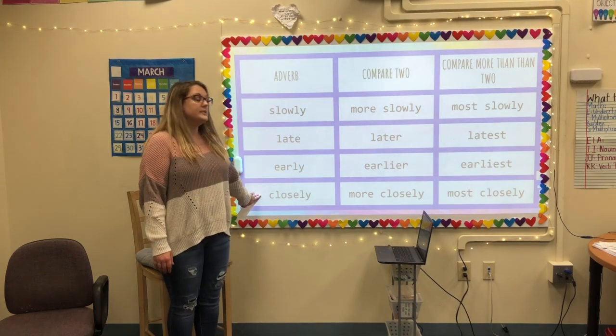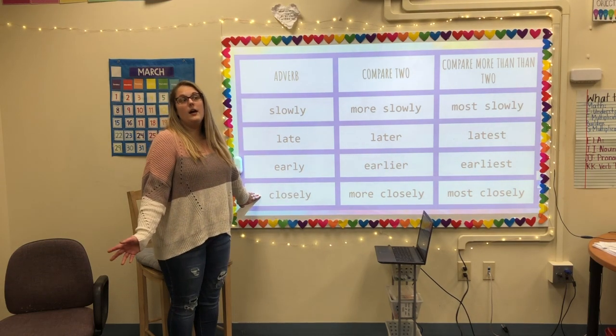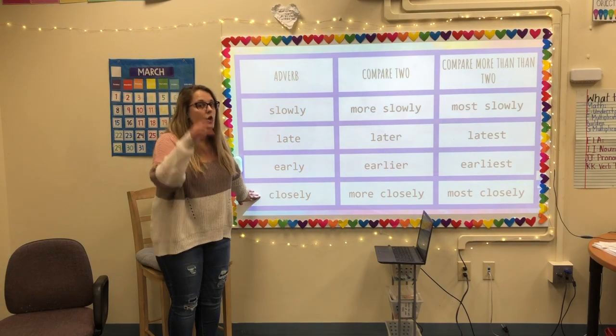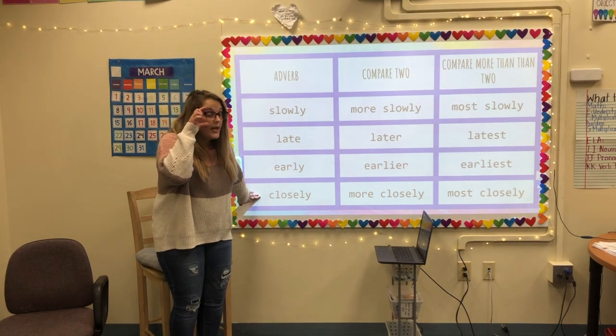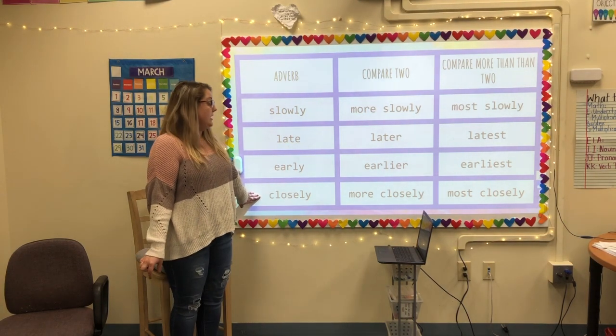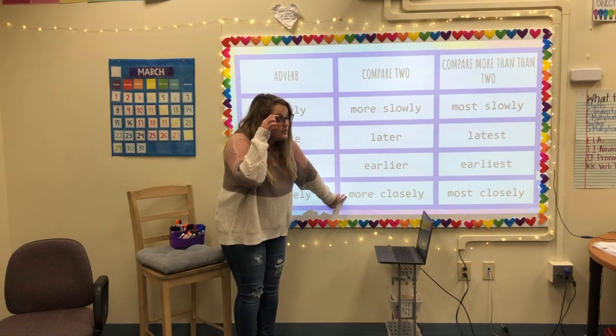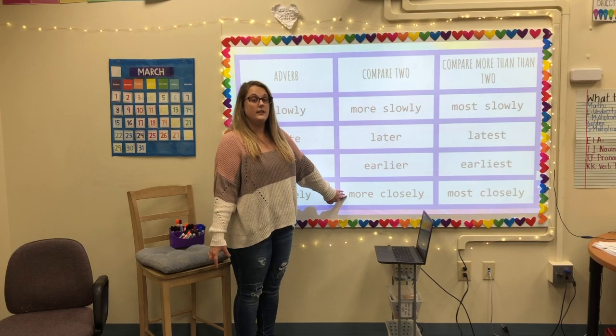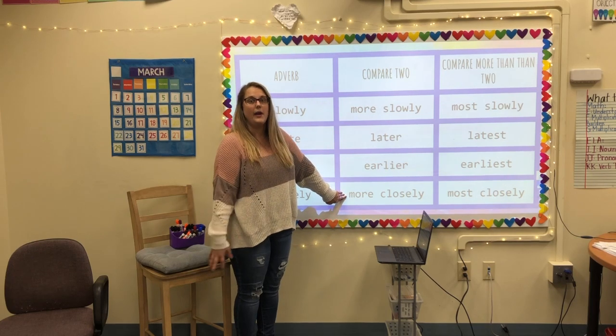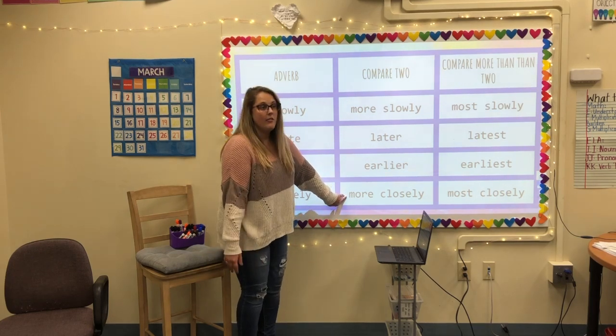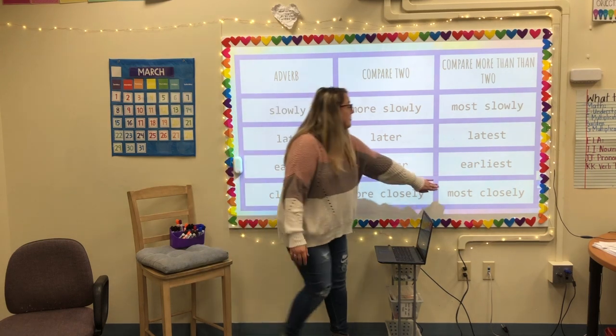One more, closely. Maybe we're talking about somebody looking at something closely. So Olivia looks more closely at the leaf. Maybe they're looking for a caterpillar. At the leaf than Eli.